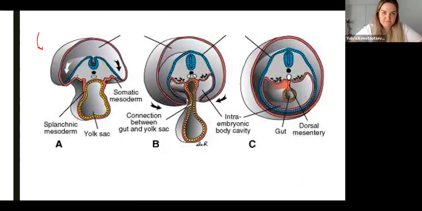How do we call this? Visceral. Nope. Parietal. Parietal mesoderm, because it is under the ectoderm. How do we call this? Visceral. That's the visceral, because it is above the endoderm. This is the amniotic cavity. This is the yolk sac, neural tube, and notochord.